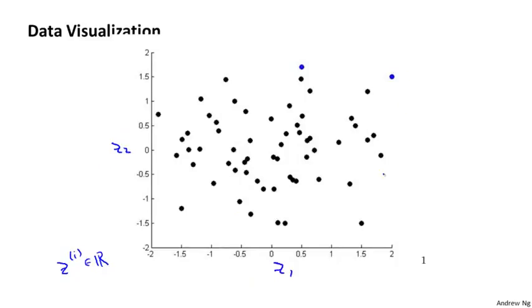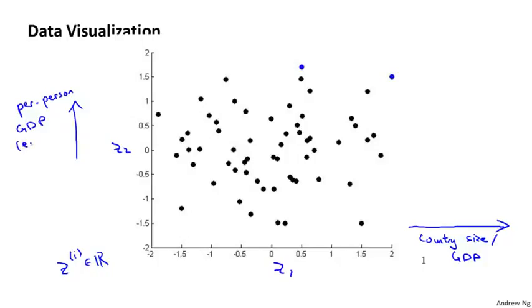And highlight a couple of these. So we might find, for example, that the horizontal axis, the Z1 axis, corresponds roughly to the overall country size, or the overall economic activity of a country. So the overall GDP, overall economic size of a country. Whereas the vertical axis in our data might correspond to the per person GDP, or the per person well-being, or the per person economic activity. And you might find that given these 50 features, these are really the two main dimensions of variation.